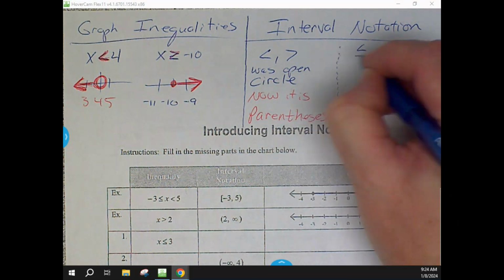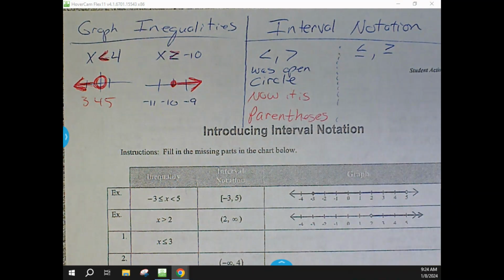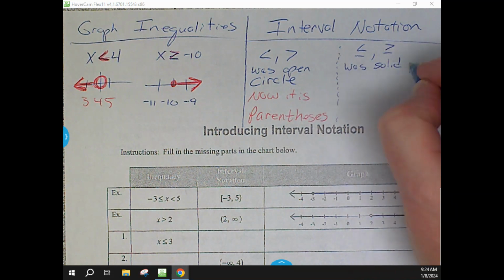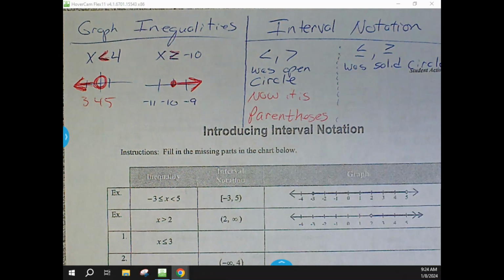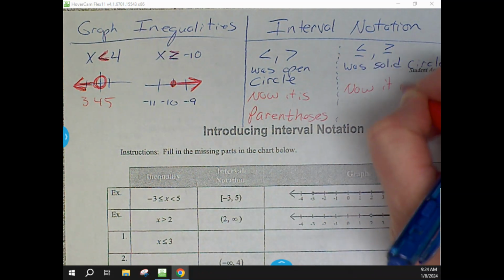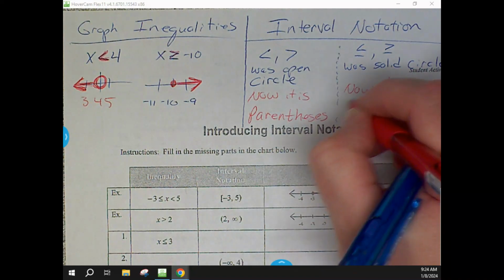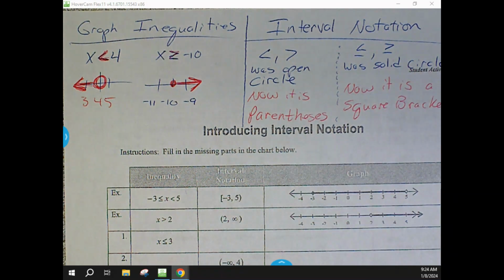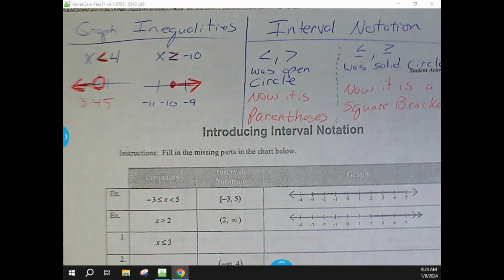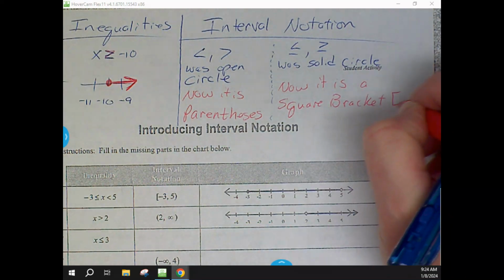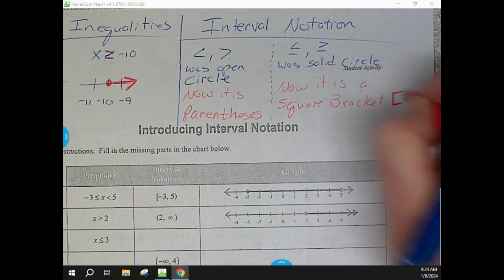If it's less than or equal to, or greater than or equal to, it was a solid circle. And now it's going to be a square bracket. Okay, and we're talking about a square bracket. That's where it's going to be just like that. It's going to be almost like a sideways staple, if you want to think about it that way.